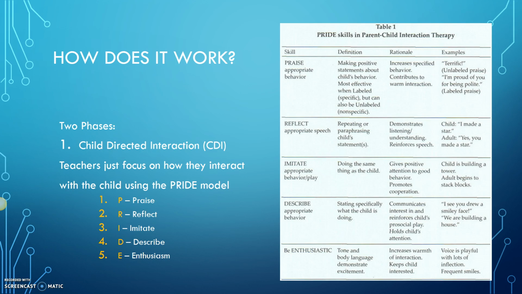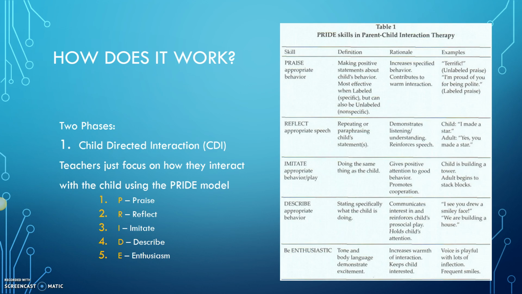The second is reflect. The child says something and you will repeat it back. The example given here is, "I made a star," and the adult would say, "Yes, you did make a star," just to reflect to the child to let them know that you're paying attention to them. The third is imitate. If the child is building with blocks or playing a puzzle, you imitate what they're doing and begin to also do it. They then feel like you're giving them attention.